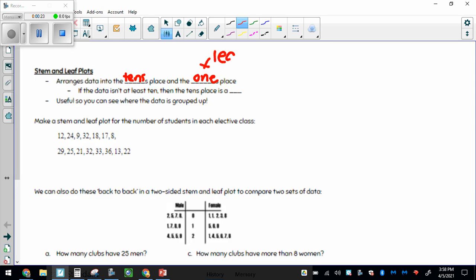These are the leaves. And the tens place would be the stems. Now, if it's for something that's over 100, then it would be 1, 0 for 10 tens. And then this would be your ones place, your leaves. All right. Now, just as a reminder, if the data isn't at least 10, then the tens place would be a 0. 0, 1, 0, 2, 0, 3.